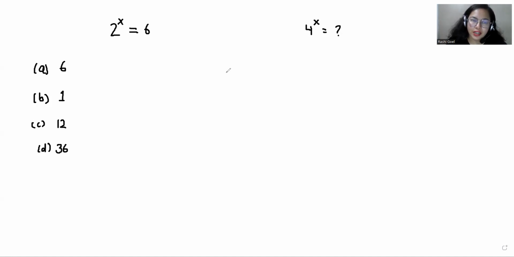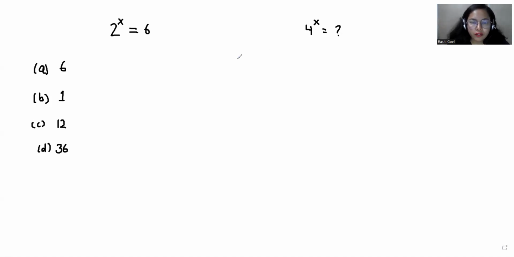My name is Rashi Goyal and in this video we are going to solve: if 2^x = 6, then what is 4^x? So we have 4 options, either it's 6, 1, 12 or 36. So let's do the solution and check our answer.